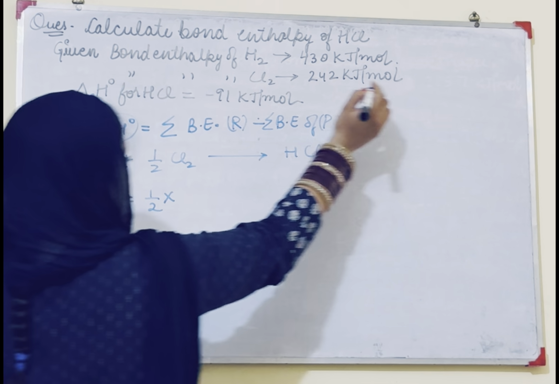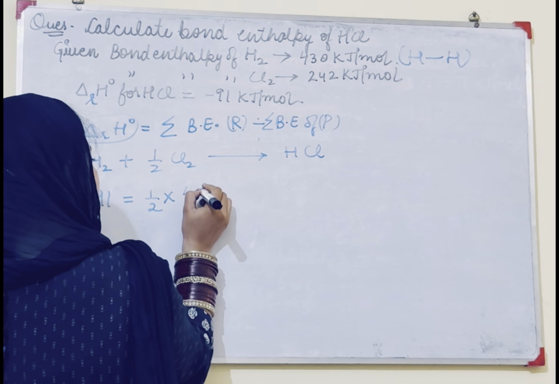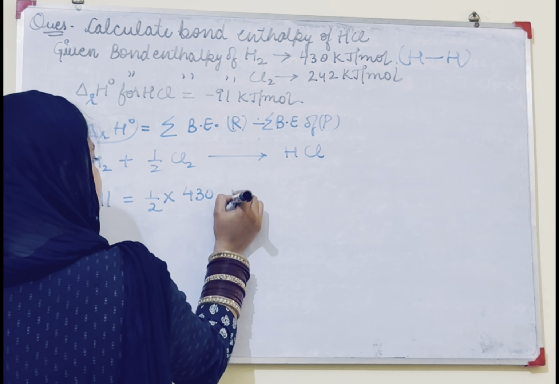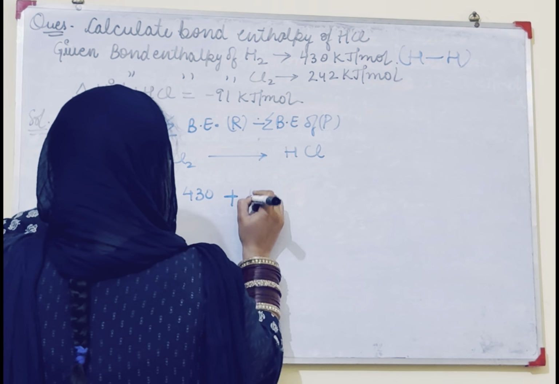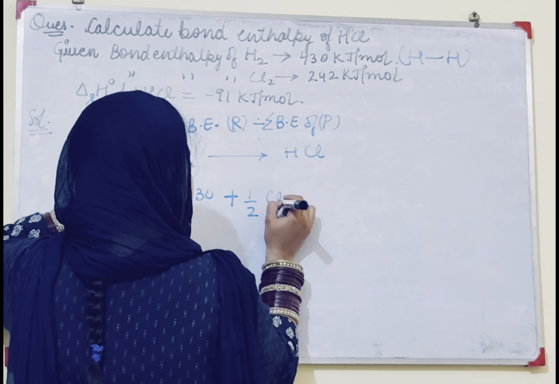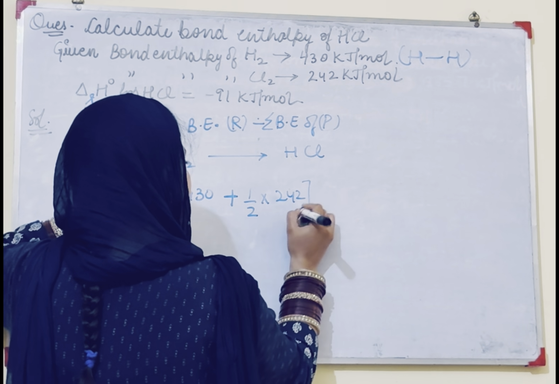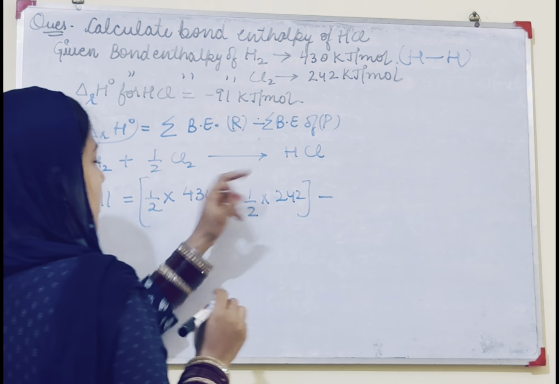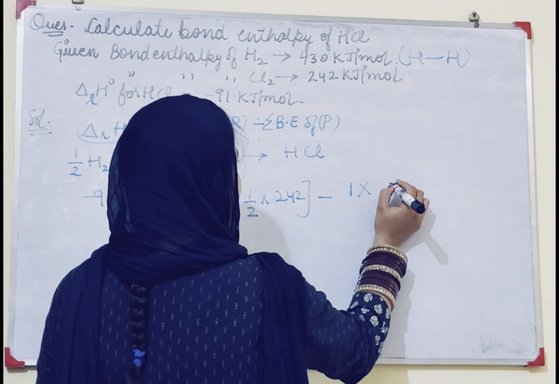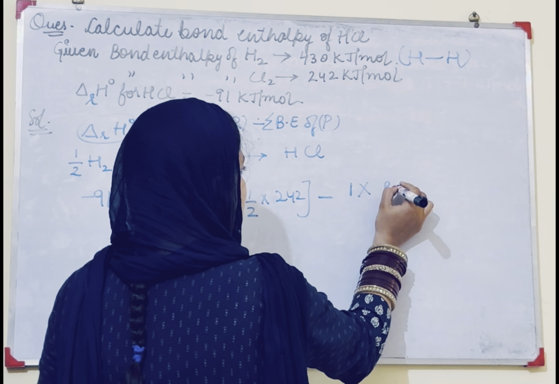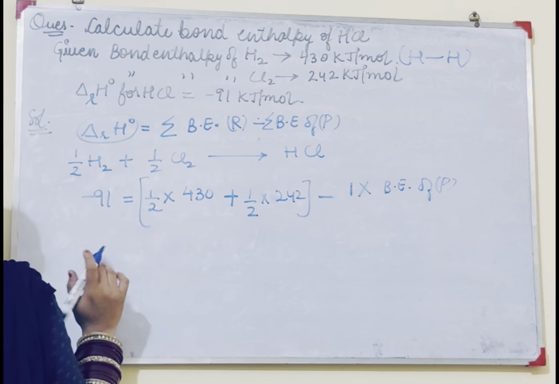What is the bond enthalpy of H? This is HH. This is 430 plus. This is reactant. Another reactant is Cl2. This is half Cl. Value is 242 minus, now enthalpy of product, minus 1 multiply. This we have to calculate. Bond energy of product. We have to calculate.